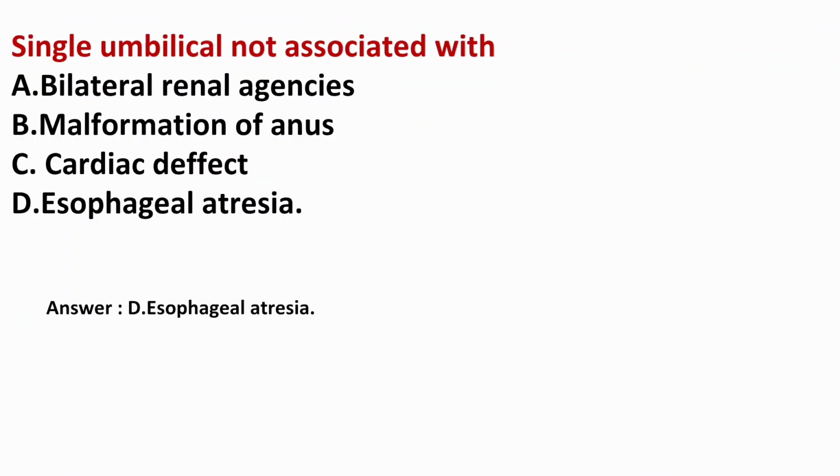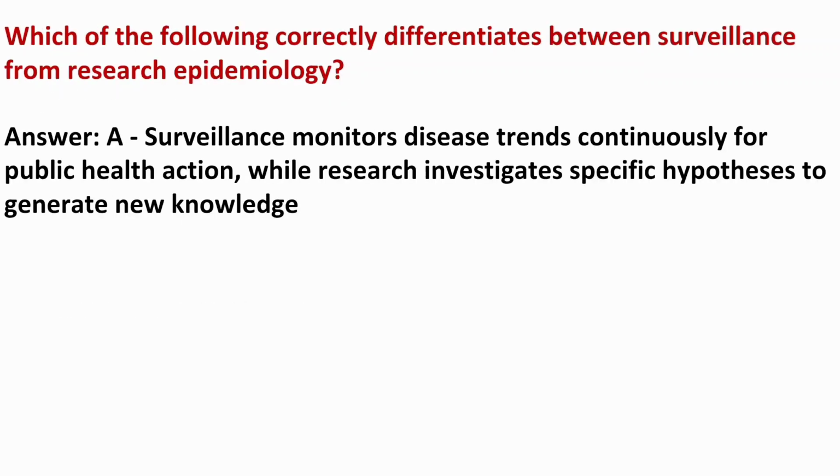Single umbilical artery is not associated with A. Bilateral renal agenesis. B. Malformation of anus. C. Cardiac defect. D. Esophageal atresia. Answer: D. Esophageal atresia. Which of the following correctly differentiates surveillance from research epidemiology? Answer: A. Surveillance monitors disease trends continuously for public health action, while research investigates specific hypotheses to generate new knowledge.